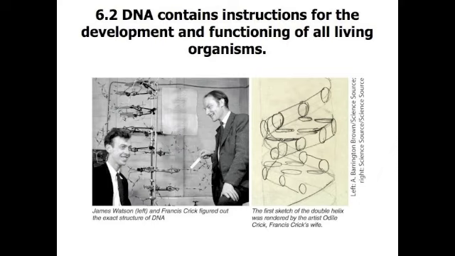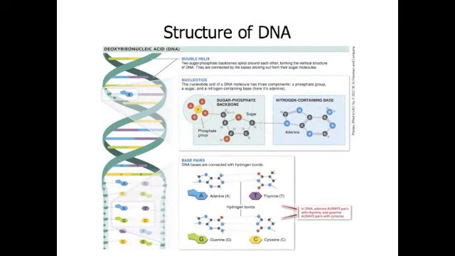But it was Englishman Francis Crick and an American, James Watson, working in Cambridge, England, who happened to put all the pieces together to figure out the exact structure of DNA. Moving on, DNA, also known as deoxyribonucleic acid, is a nucleic acid, a macromolecule that stores information.